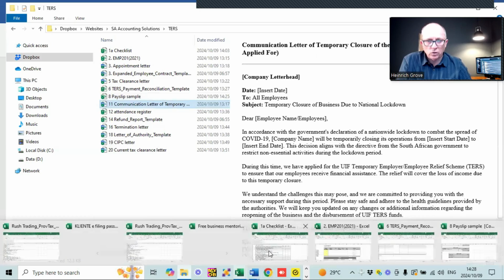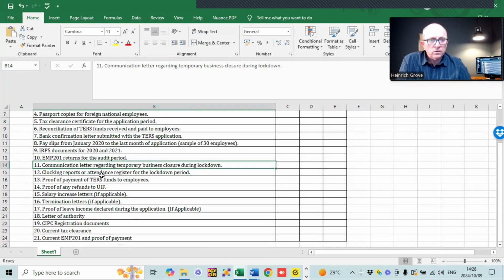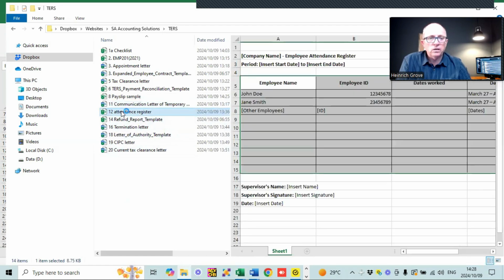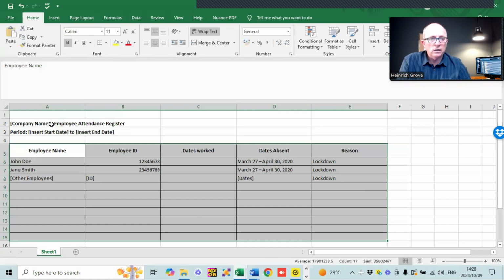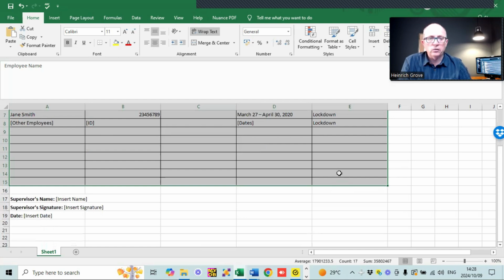Next one, let's quickly jump back to our checklist over here. So that was the communication regarding the closure of the business, clocking reports, attendance register for the lockdown period. So once again, if you don't have one, I've made one for you. So this attendance register, you're going to complete with the information of your business. You're going to say your company name, employee attendance register, period, from which month it was for. Going to say what their names were, the dates that they worked, the dates that they were absent, and then just the reason. You're going to say lockdown because obviously those were the periods that we weren't working.